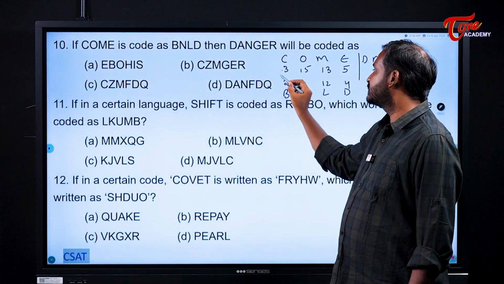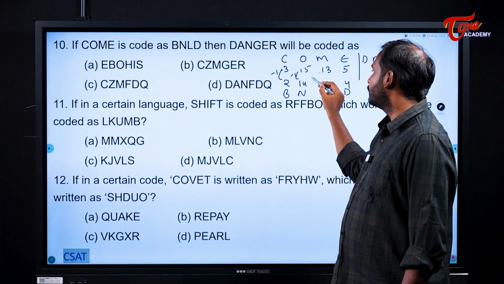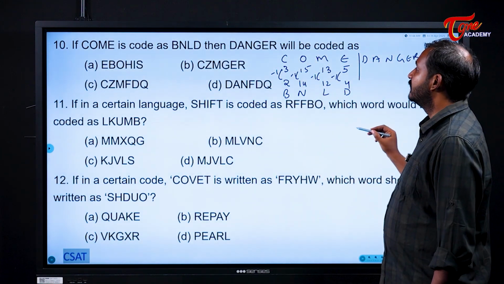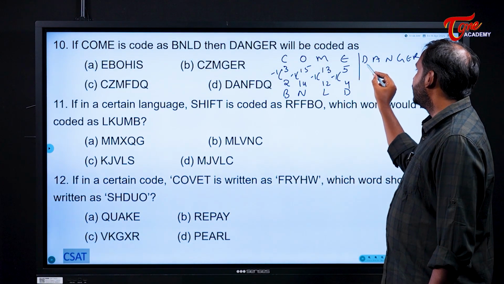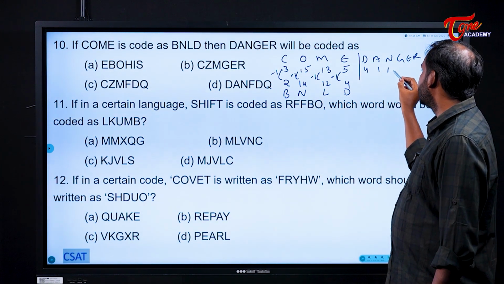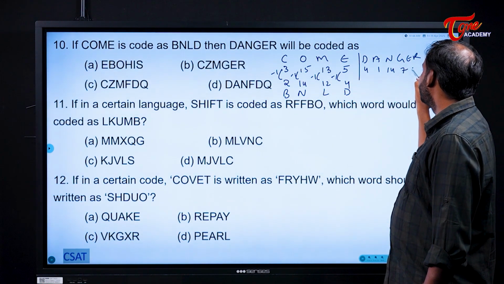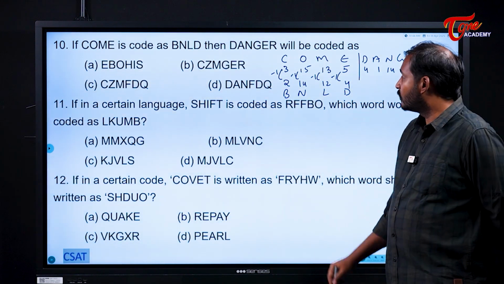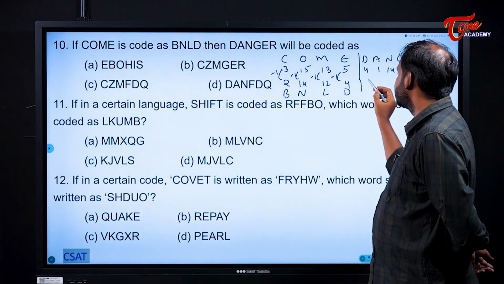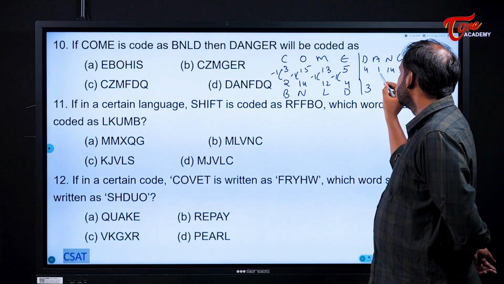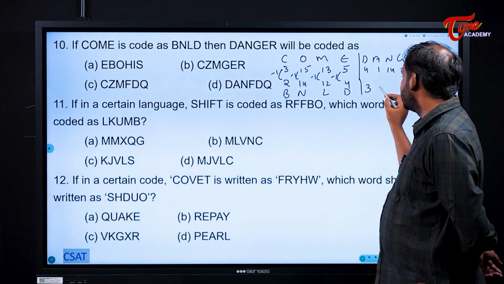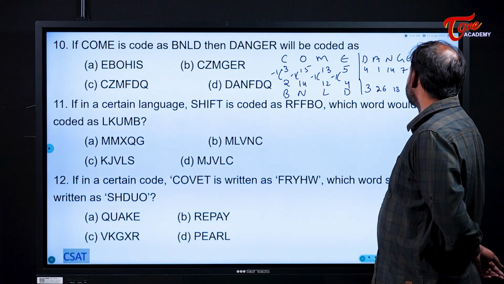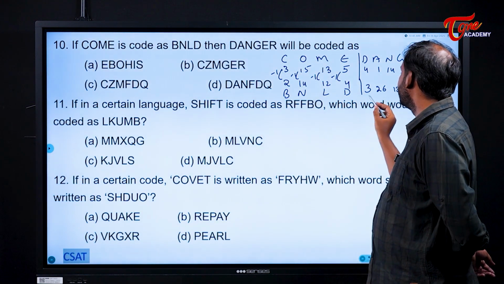What is happening here, students? -1, -1, -1 and -1. Right? The same logic. Then DANGER will be coded from D is 4, A is 1, N is 14, G is 7, E is 5 and R is 18. So this is the code for DANGER. Now -1 for each means, please see what happens: 4 minus 1 is 3, 1 minus 1 becomes 0, which is 26, 13, 6, 4 and 17. So what will be our answer?